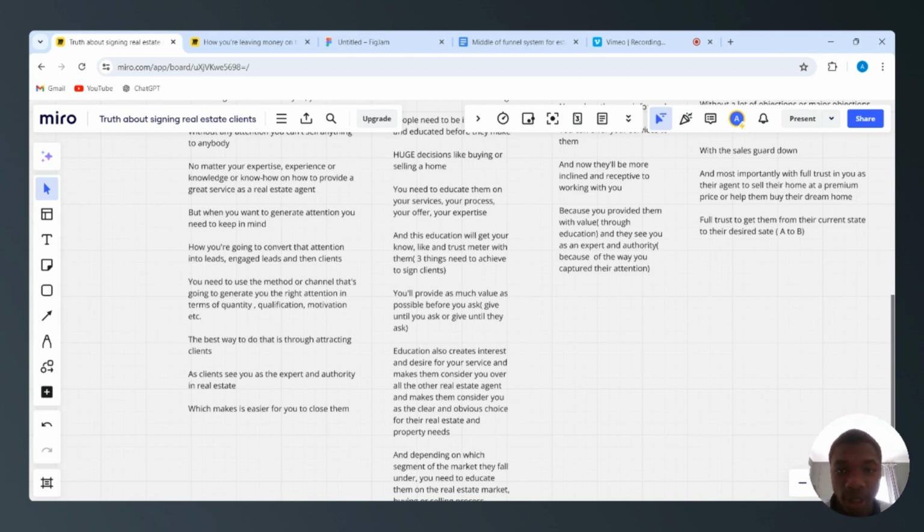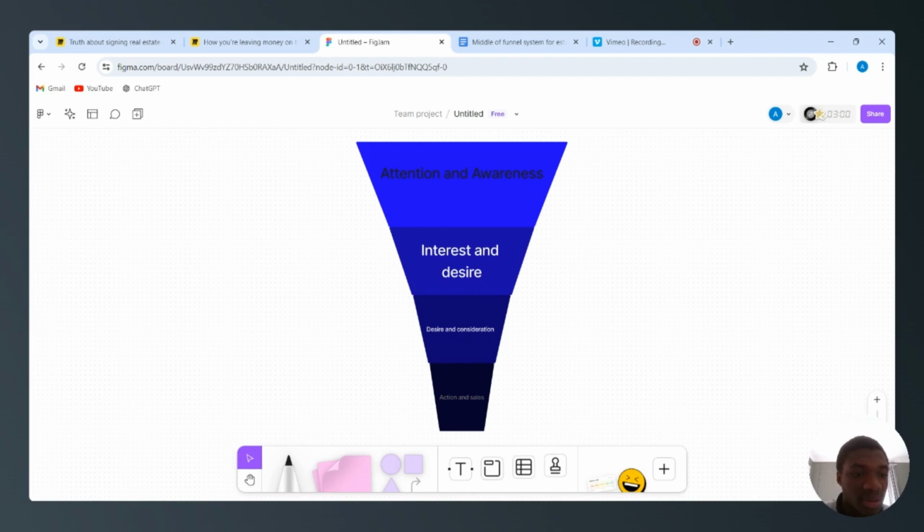Guys, let me show you this. This is a buyer's journey. These are the steps that people need to go through before they can buy with you. This is what I was talking about, the attention phase. You get attention, but you skip this part.